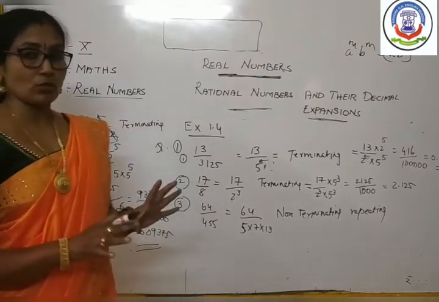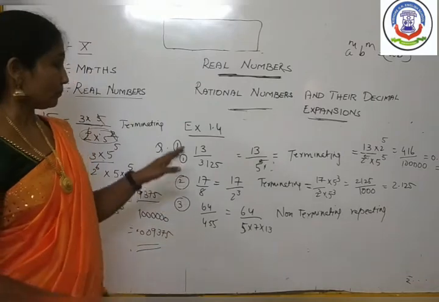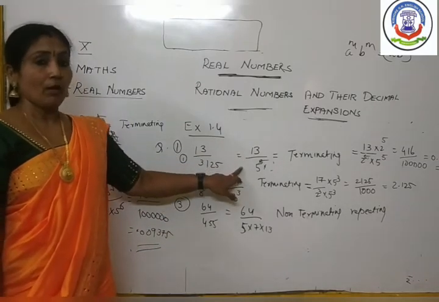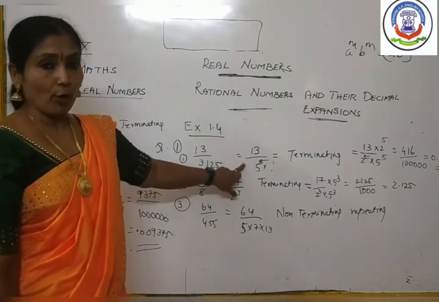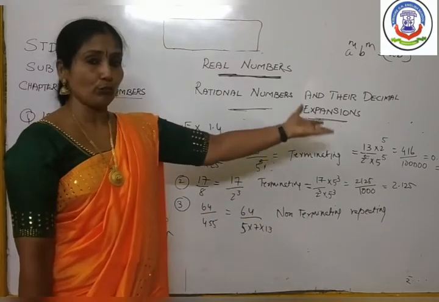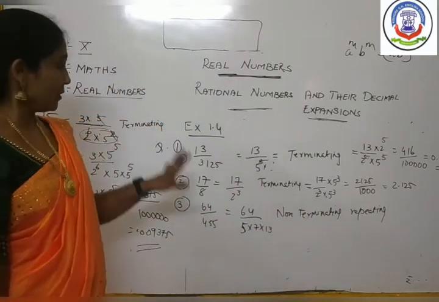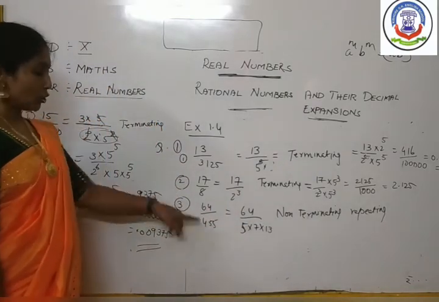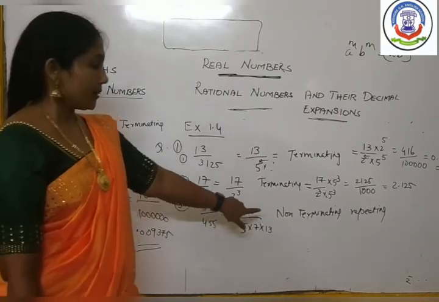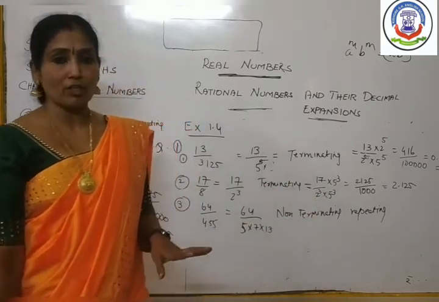Now in these sums you already learned how you can find out whether a rational number is terminating: if the denominator is in the form 2 raised to m into 5 raised to n. If it is terminating, then how to find that terminating decimal expansion without doing long division. In the same way, if it is not in that form, we can say that the rational number has a non-terminating, repeating decimal expansion.